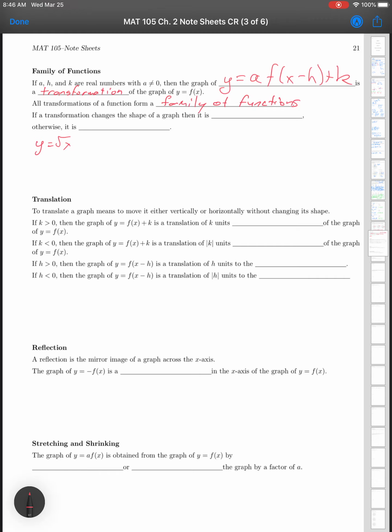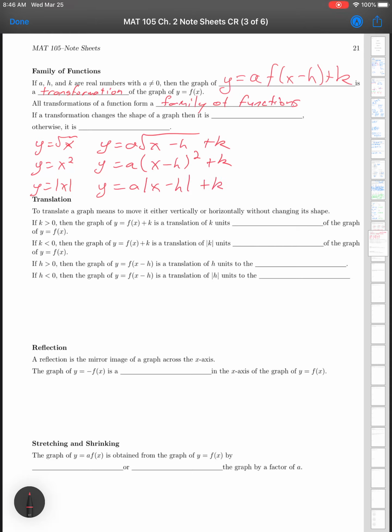So some examples of families of functions we're going to look at are things like y equals the square root of x. So all the ones that fall into that family would be things that look like this: y equals a times the square root of x minus h plus k. Or we'll look at y equals x squared. So all the ones in its family will look like this: a times x minus h squared plus k. Or maybe we'll look at the absolute value of x. So all of its look like this: y equals a times the absolute value of x minus h plus k.